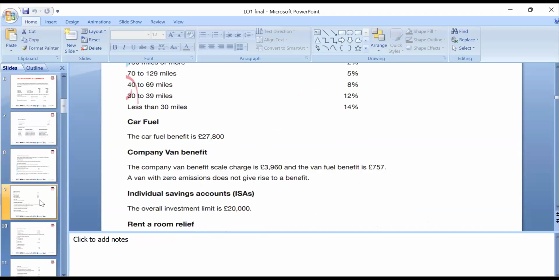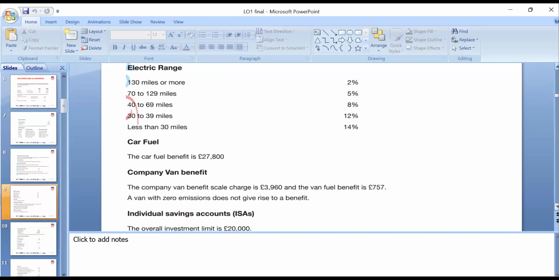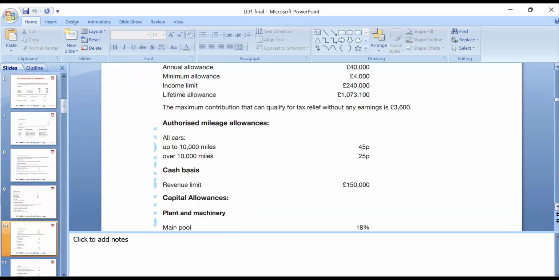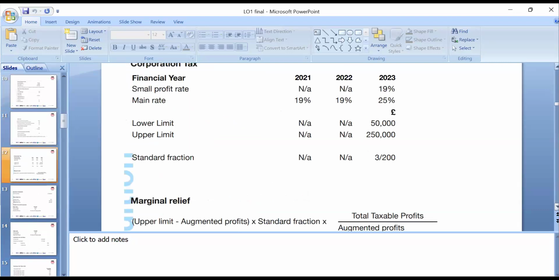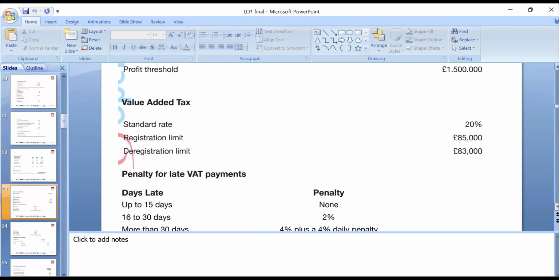Then the mileage claims, you can look at as well, and the electric cars, and what kind of benefits in kind apply, which we will go through when we do the calculation of tax. The personal allowance is very important, and then capital allowance, capital gains and corporation tax, though we are doing more personal tax.